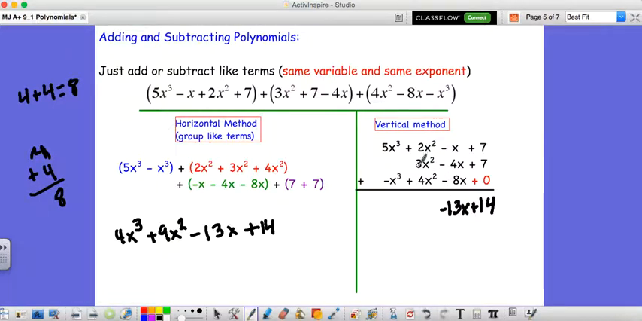Now you have 2x squared plus 3x squared plus 4x squared. That's just 9x squared. And then you have 5x cubed plus, this would be 0, plus negative x cubed is just 4x cubed. So notice you get the same result regardless of the method that you want to use. Just remember, you can't add your 2x squared and your negative 4x. You can only add like termed pieces.